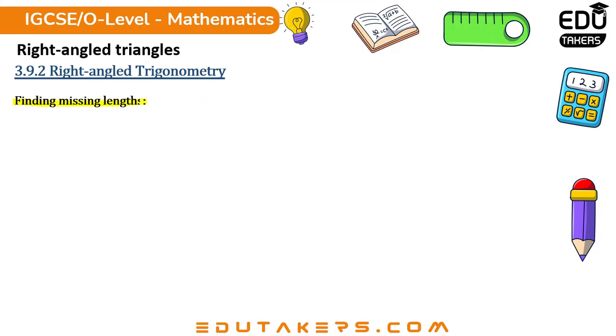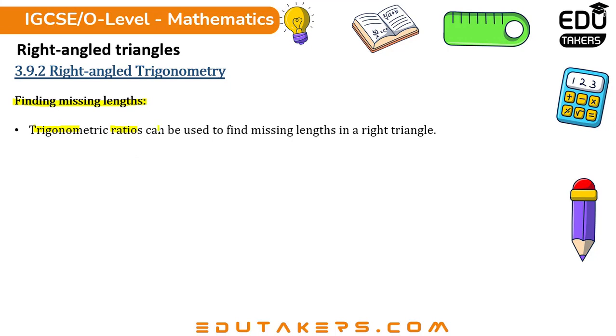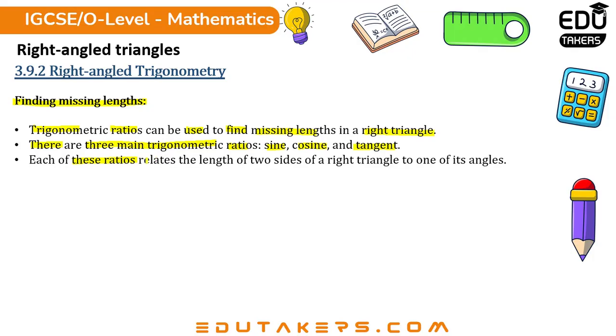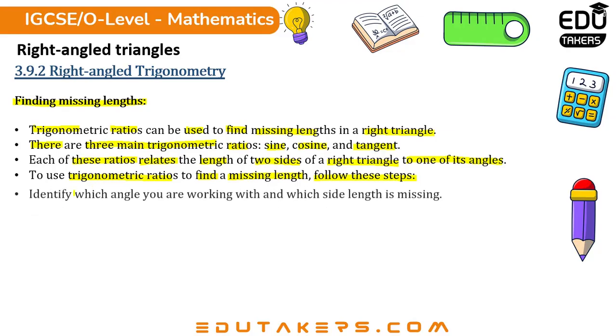Finding missing lengths. Trigonometric ratios can be used to find missing lengths in a right triangle. There are three main trigonometric ratios: sine, cosine and tangent. Each of these ratios relates the length of two sides of a right triangle to one of its angles. To use trigonometric ratios to find a missing length, follow these steps.